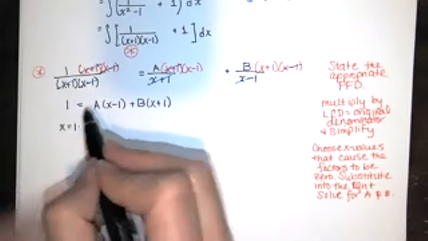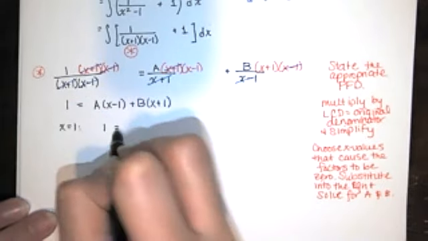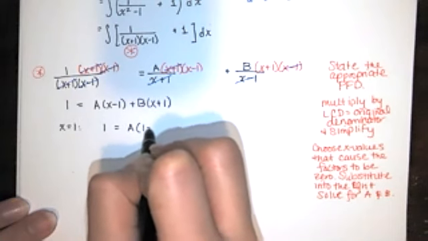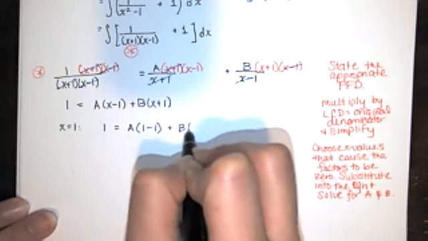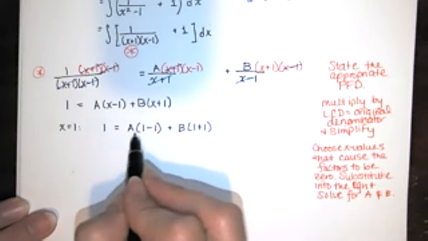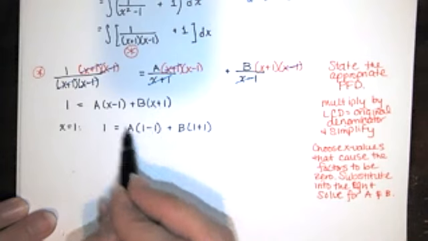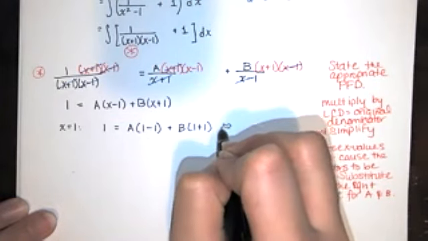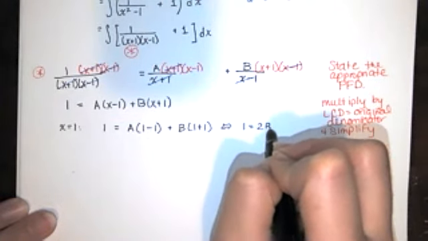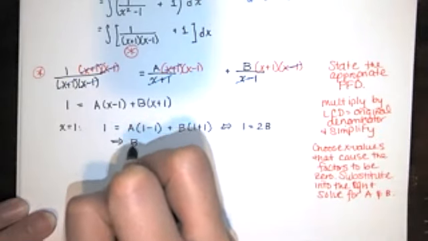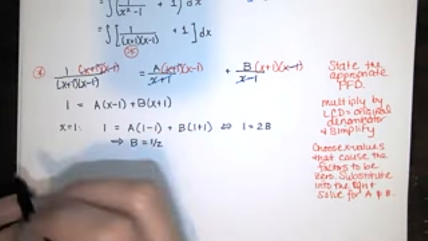So if I substitute x equals 1 into both sides of this equation, I have 1 equals a times 1 minus 1 plus b times 1 plus 1. See, because x equals 1 caused this to be 0, I've got a times 0, which is 0. So that whole thing is gone. And what we end up with is 1 equals 2b. So if I want to get b by itself, I divide both sides by 2, and I get b equals 1/2.